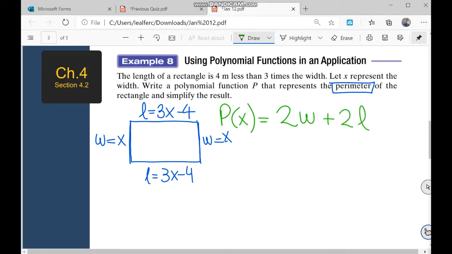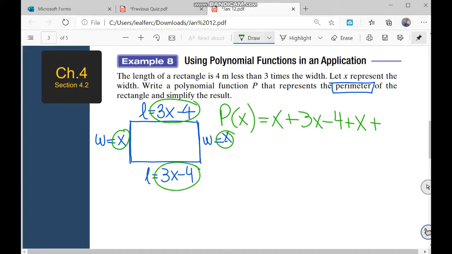But if you don't remember the formula, you can just add all the sides together. So we have here x. So add x plus 3x minus 4, plus another x and another 3x minus 4.